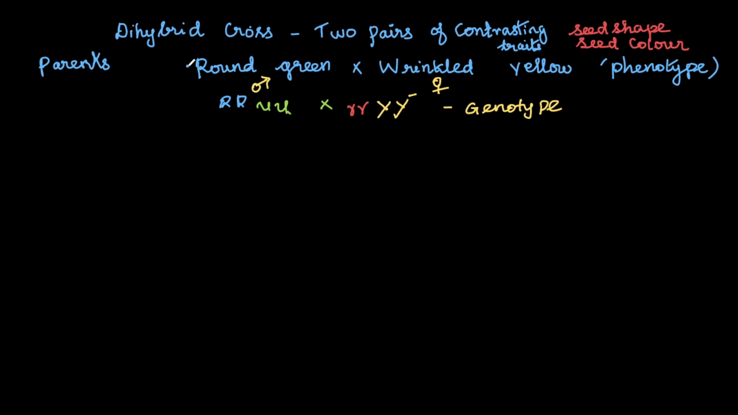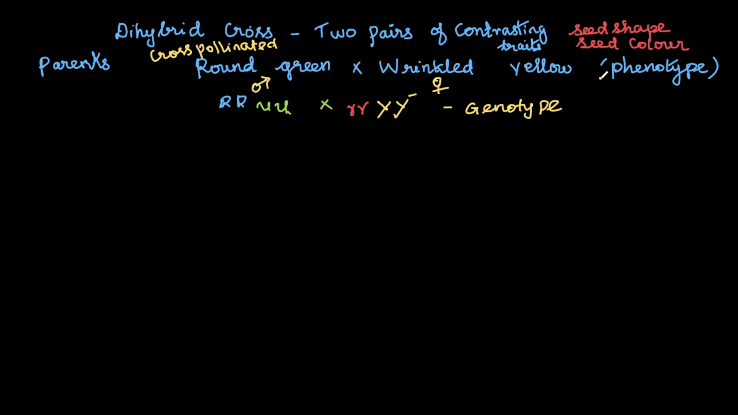So, what are the parents? He selected a pea plant with round shape and green color seeds, and crossed it with a plant with wrinkled seed shape and yellow color. These are the two pairs of contrasting characters he took as parents, and he cross-pollinated these two plants, one male and the other female.